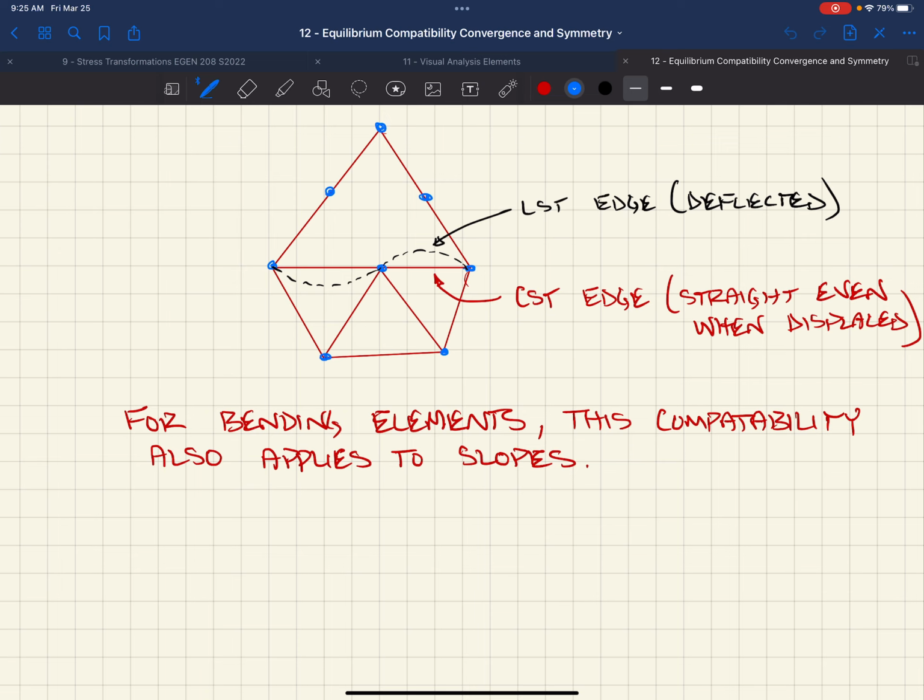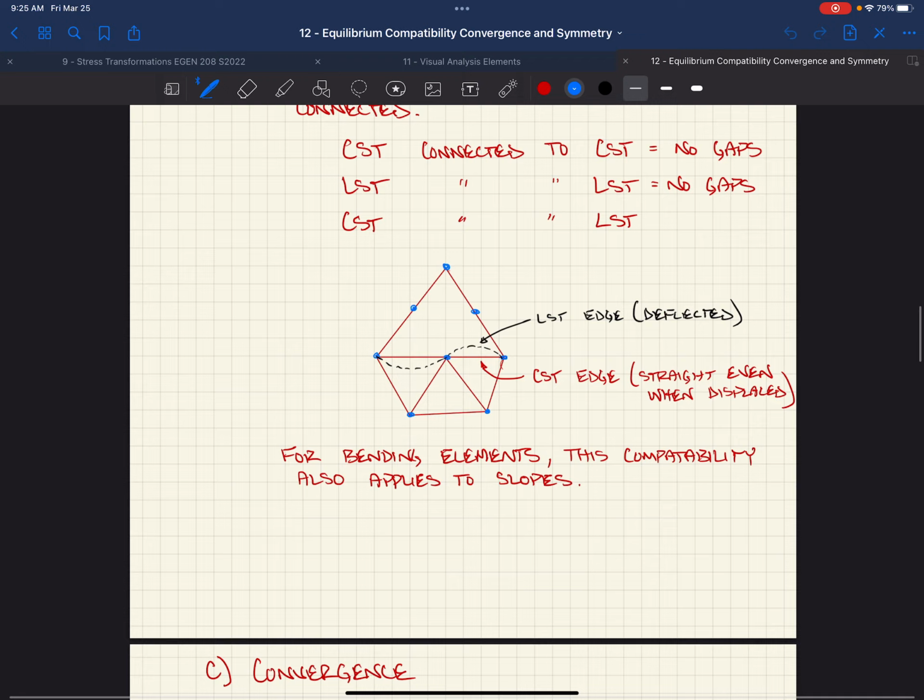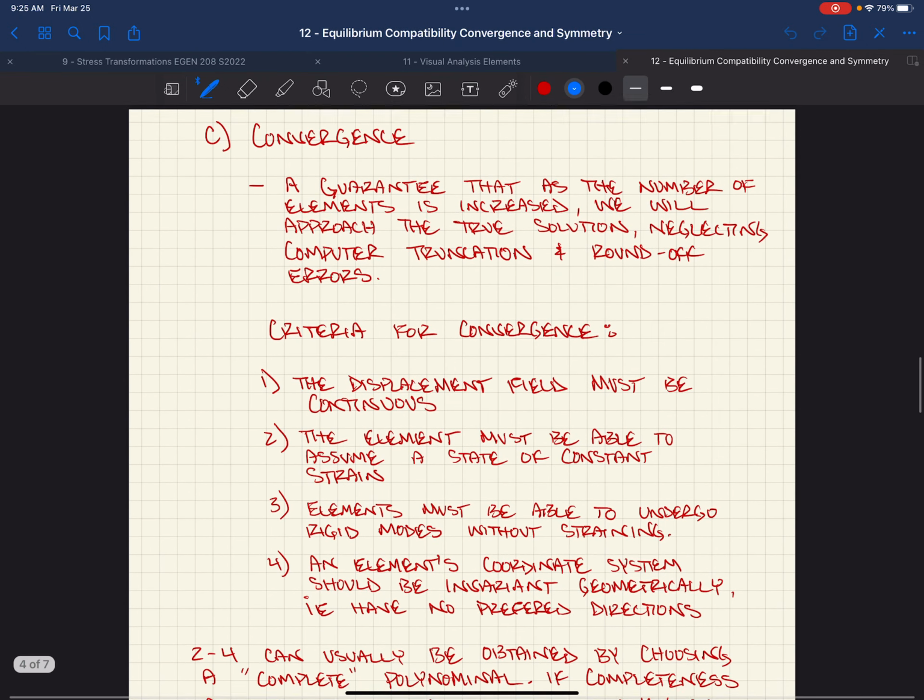But that compatibility would also apply to slopes, because the slopes being the derivative of displacements, depending on that displacement function, you might get kinks or steps in that slope as we go from one to the next, based on the derivation of it. All right.